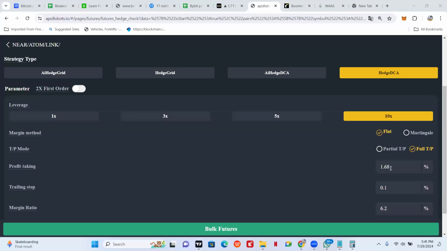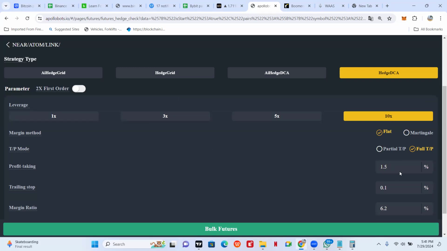So now here, the profit taking, you can see it's already automated. It's taking 1.68. On this, I just like to keep it simple. I put it on 1.5. All right. Why do I put 1.5? So that the robot can trade faster. Some people go as low as 1.2. So I just choose 1.5.